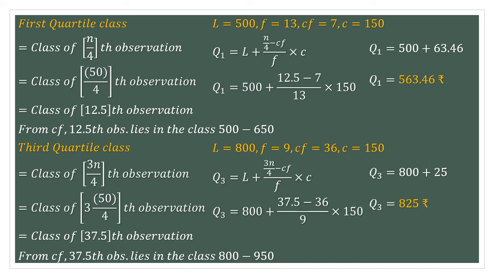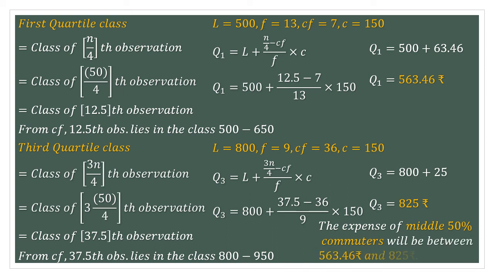That means the middle 50% of observations has a lower limit of Q1 and an upper limit of Q3. That means the expense of the middle 50% of commuters will be between 563.46 rupees and 825 rupees. So that is how we solve this particular kind of question, where the middle 50% of observations is asked. At that time we can take Q1 and Q3. If something else is asked, we can follow the same method. Rather than taking quartiles, we can take deciles or percentiles, but I will explain them in later questions. That was the first question.